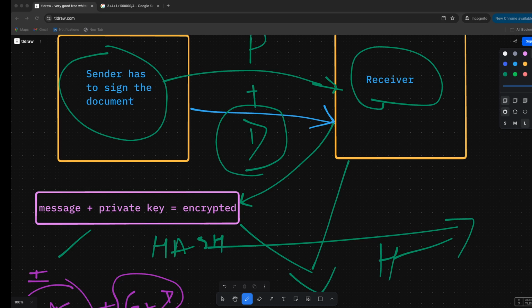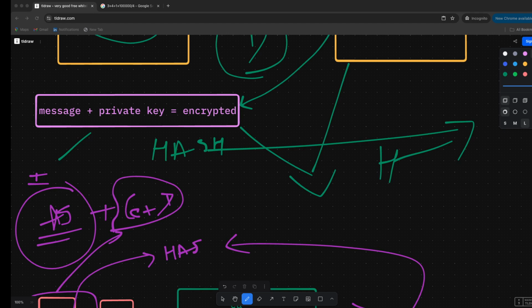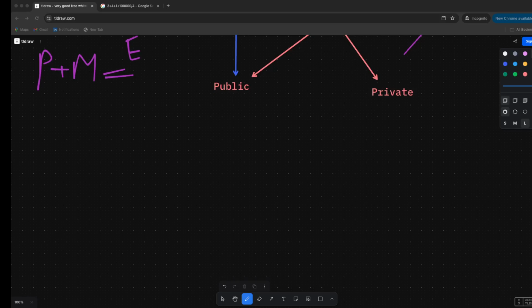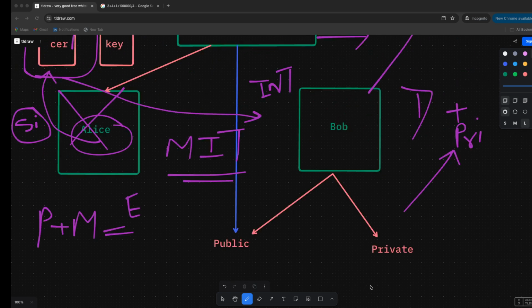So now when we use both of them in hand, along with the certification process, that is when we are going to fully make the intended sender and receiver secure, right? Yep. So yeah, that's all for basic cryptography.